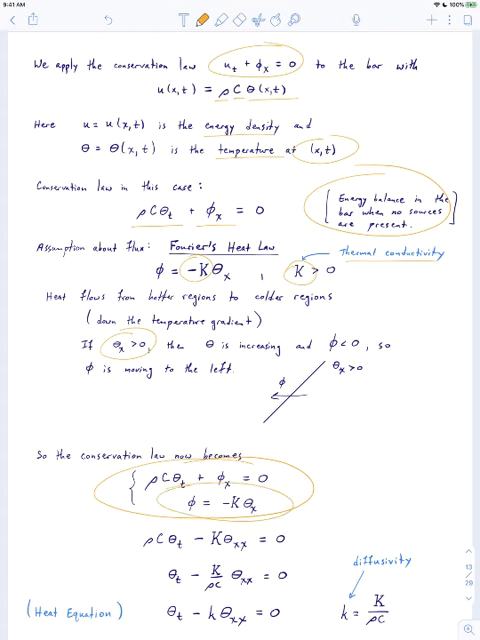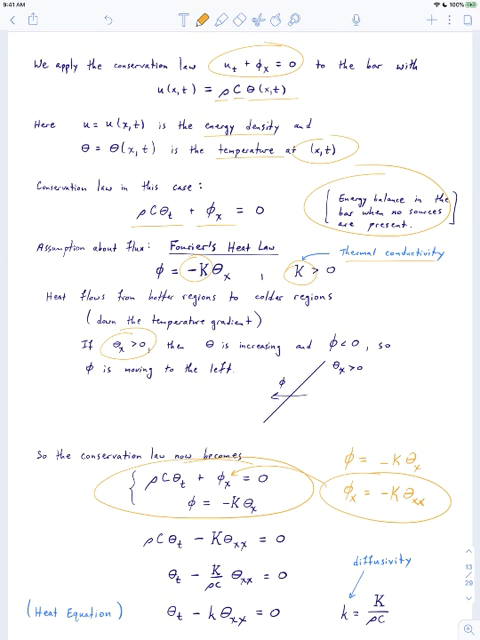But of course, what we're interested in is the partial derivative of flux with respect to x. So if phi is equal to minus K theta sub x, then the partial derivative of phi with respect to x is minus K times theta xx. So there we have the second partial derivative of theta with respect to x. So we just take this value and plug it in right there. There we go. And what do we end up with?